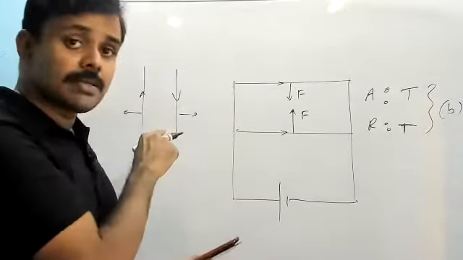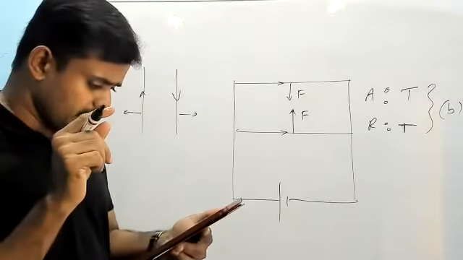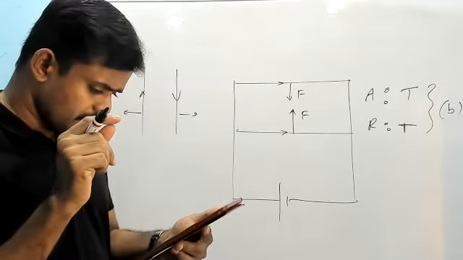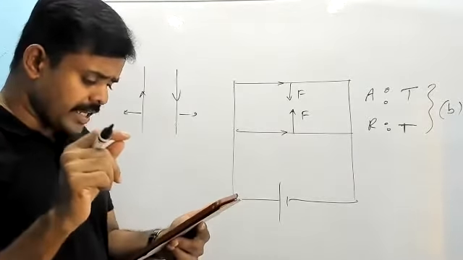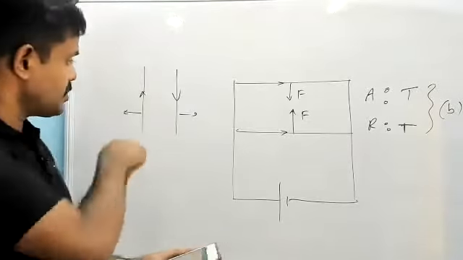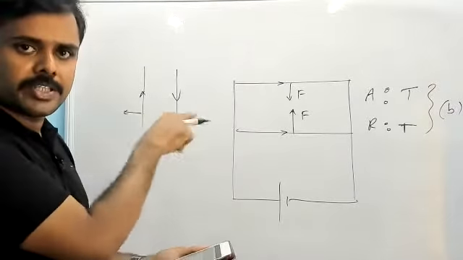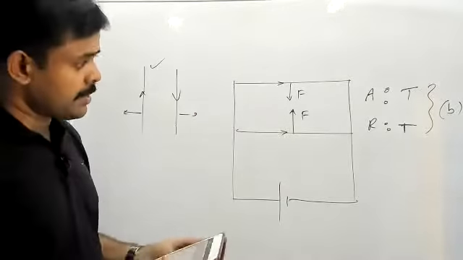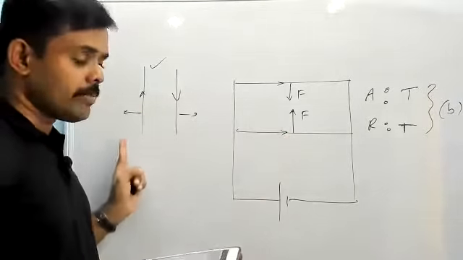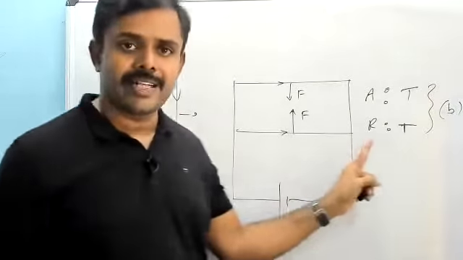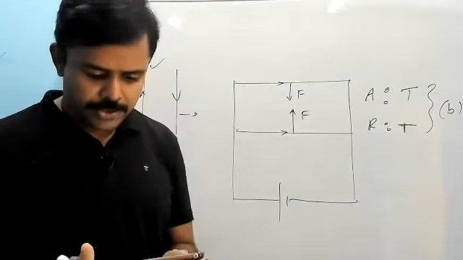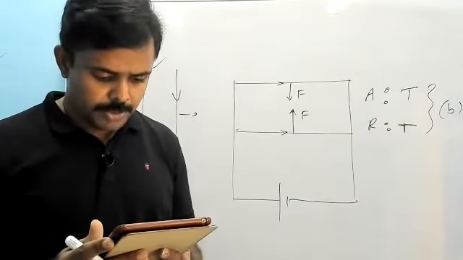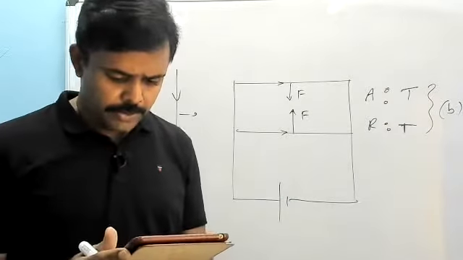But what is the second statement about? Look at the second statement. Wires carrying current in opposite direction repel each other. That is also correct. Unlike currents repel each other. That's also correct, but that doesn't explain the first statement. The first statement is about attraction. The second statement is about repulsion. So the second statement doesn't explain the first statement. The answer is option B. Did you understand?